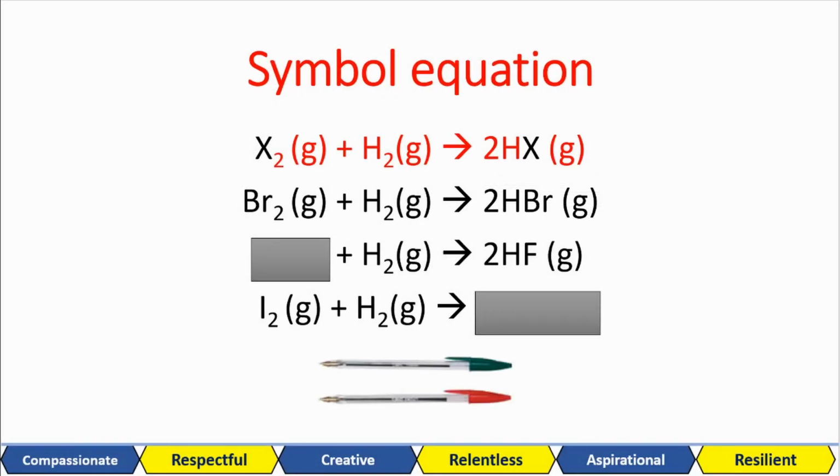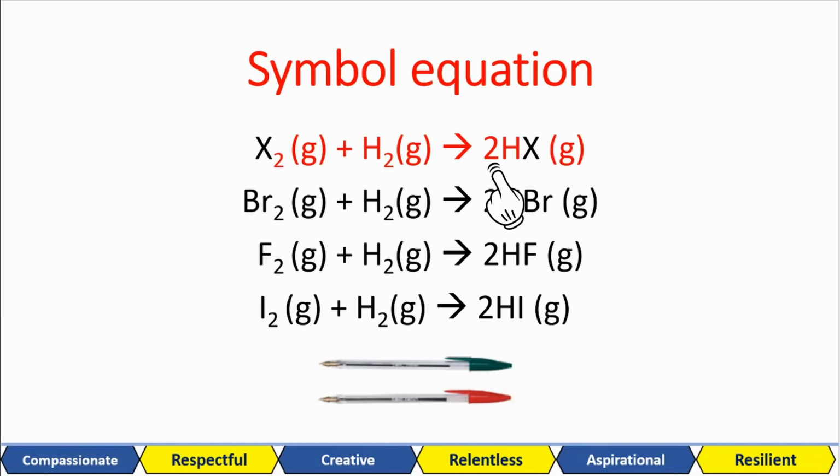2HBr gas for the first one, F2 gas for the next one, and 2HI is the final one. Make sure you do not mix up the subscript numbers and the large numbers, okay?